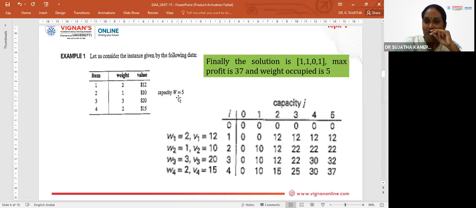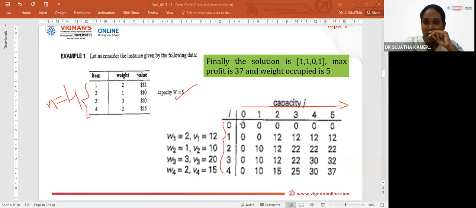And capacity is given as 5. Now we need to develop a matrix. So here in this direction we are going to take the capacity. Since the maximum capacity is 5, we represented the values from 0 to 5. And here we have 4 objects. Totally here I have n is equal to 4. Since 4 objects are given, the 4 objects are represented from 0 to 4.